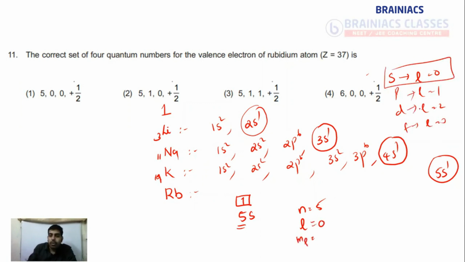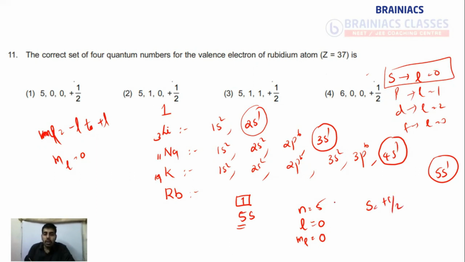Now the ML value is calculated using this equation: ML is equal to minus L to plus L. Here, the L value is equal to 0, so the ML value is equal to 0. Now the S value is equal to plus or minus half. So the answer for the quantum numbers is n=5, L=0, ML=0, S equal to plus half or minus half. So the answer is option 1. I think it's clear.